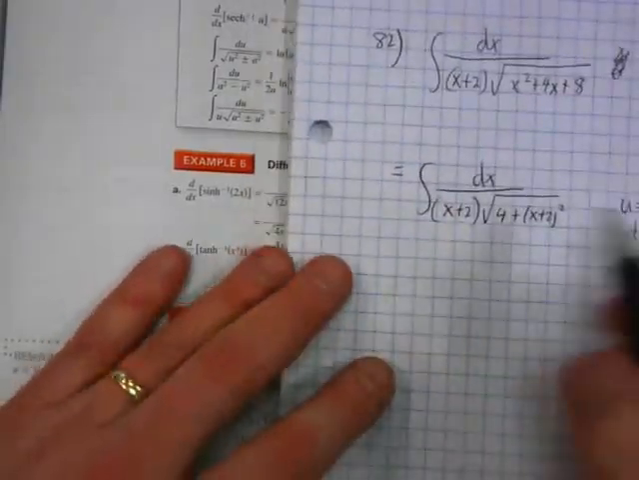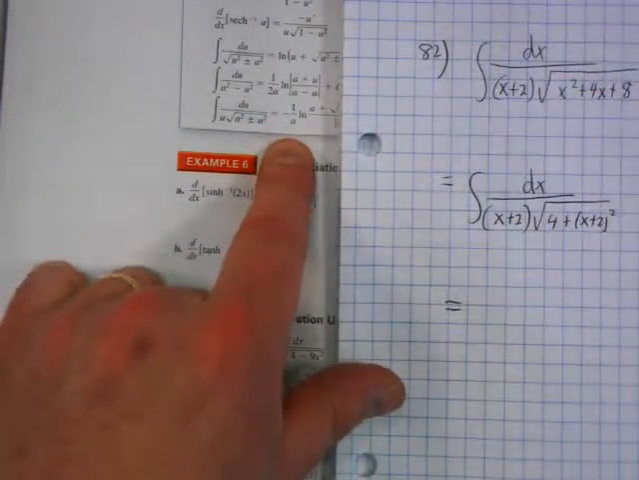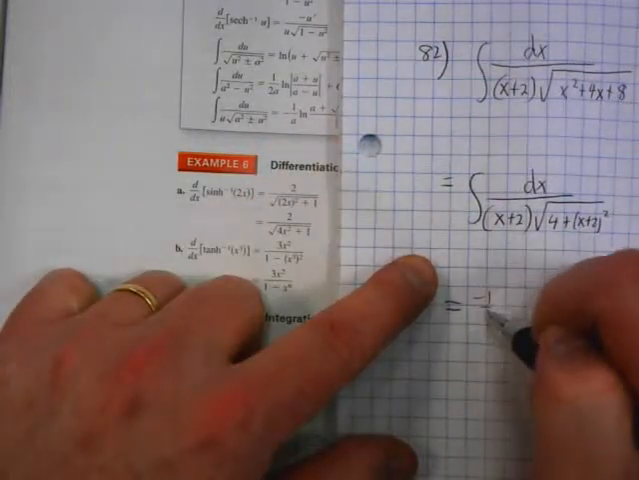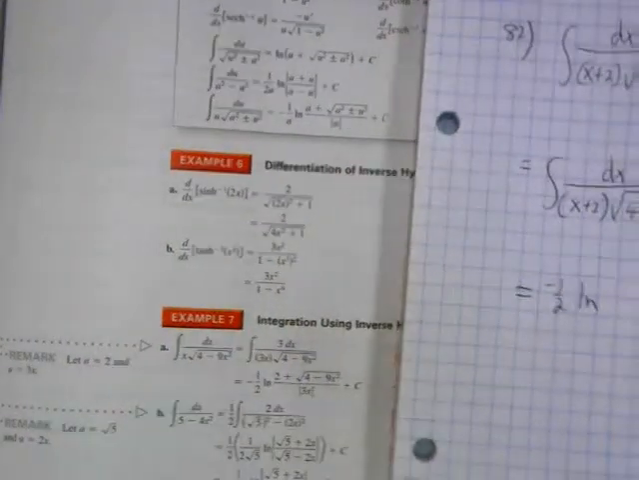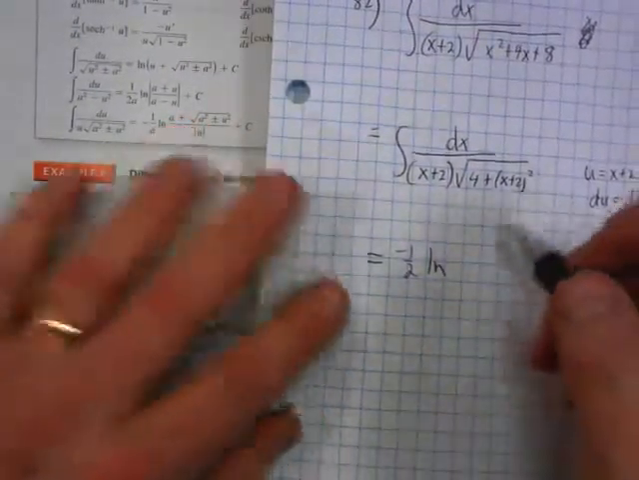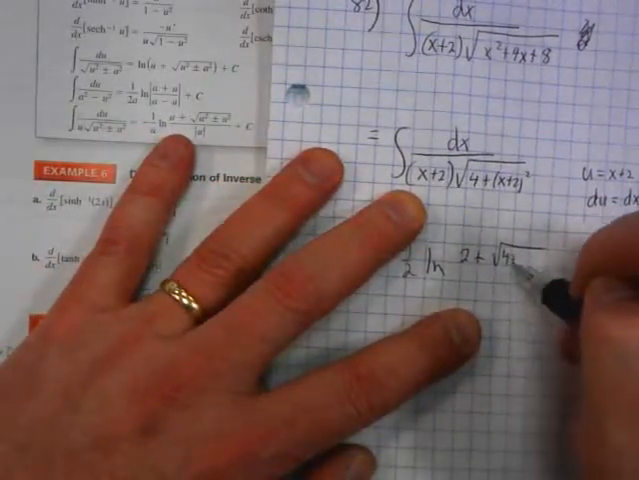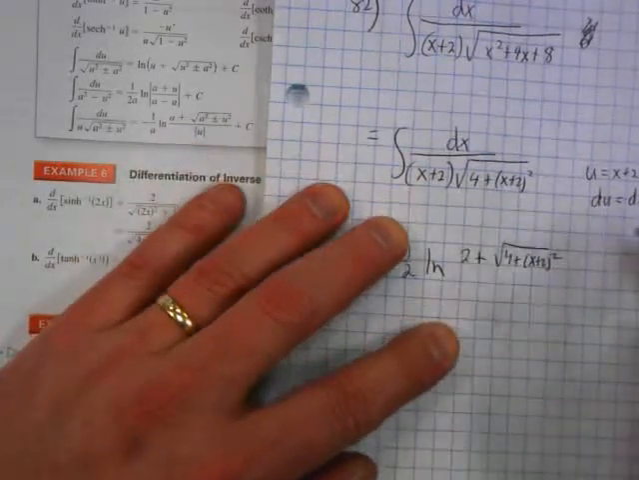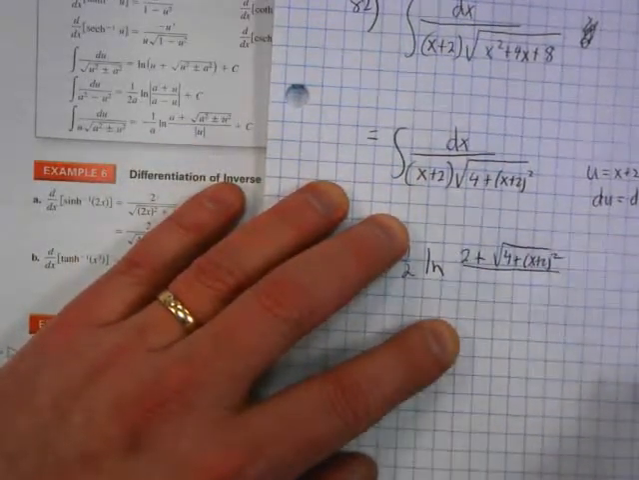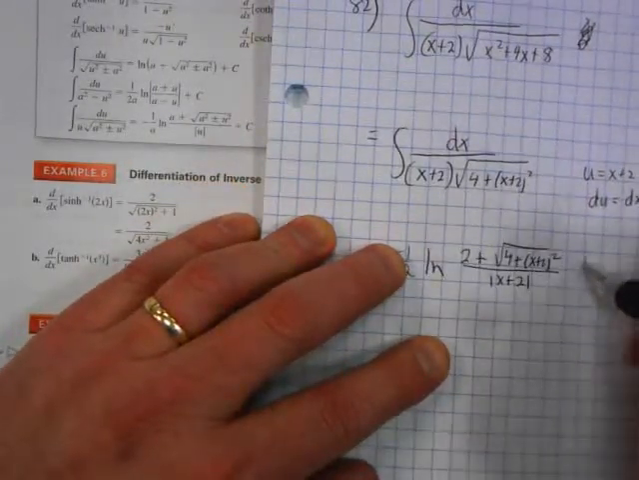So it looks like the answer is minus 1 over a. What's a in this case? a is 2, so that's minus 1/2 natural log of, a was 2, plus the square root of 4 plus x plus 2 squared, divided by the absolute value of x plus 2, plus c.